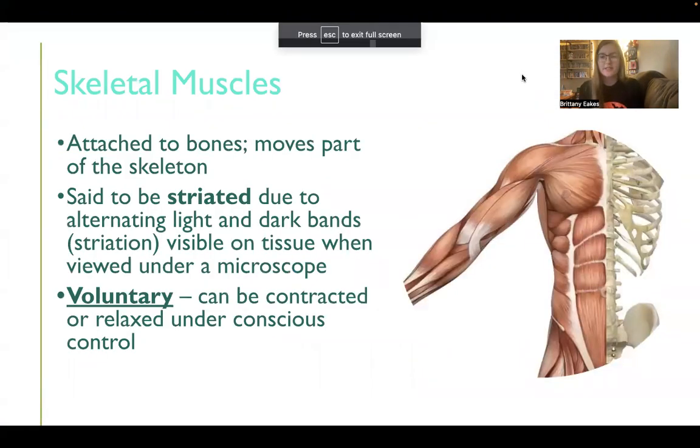As we're studying the muscular system, we're really focusing on skeletal muscles. Skeletal muscles are attached to bones, and they create movement by pulling on the bones to which they're attached. Skeletal muscle is not attached directly to bone, but to the periosteum, or the outer layer of bone, by dense cords of connective tissue called tendons. Skeletal muscles are voluntary, meaning that they can be contracted or relaxed under conscious control.